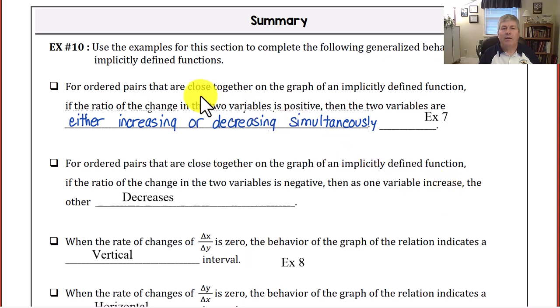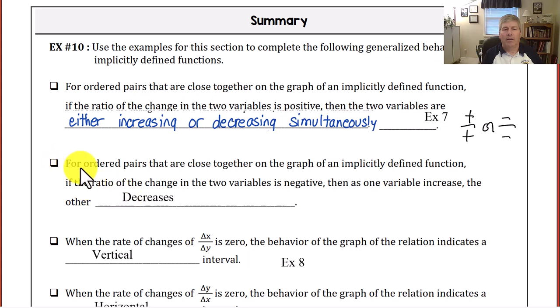And in summary, here in example 10, we can see that for ordered pairs that are close together on the graph of an implicitly defined function, if the ratio of the change of the two variables is positive, then the two variables are either increasing or decreasing simultaneously. That should make sense. If you have a positive slope, they're either both going positive, positive, or negative, negative. So something positive over a positive or negative over a negative.